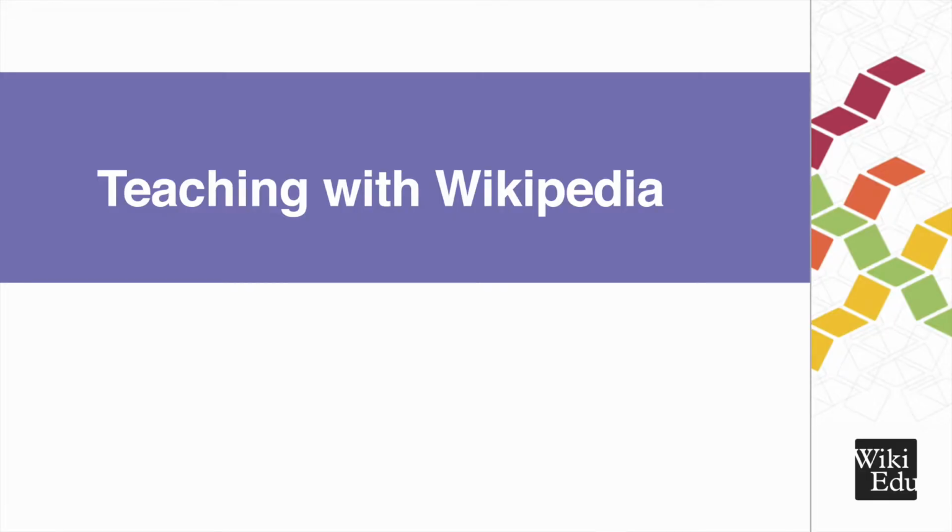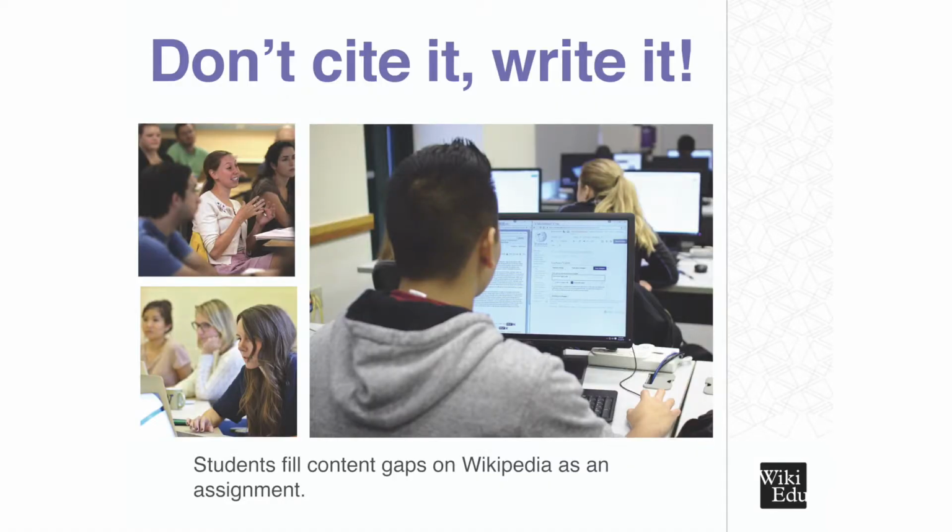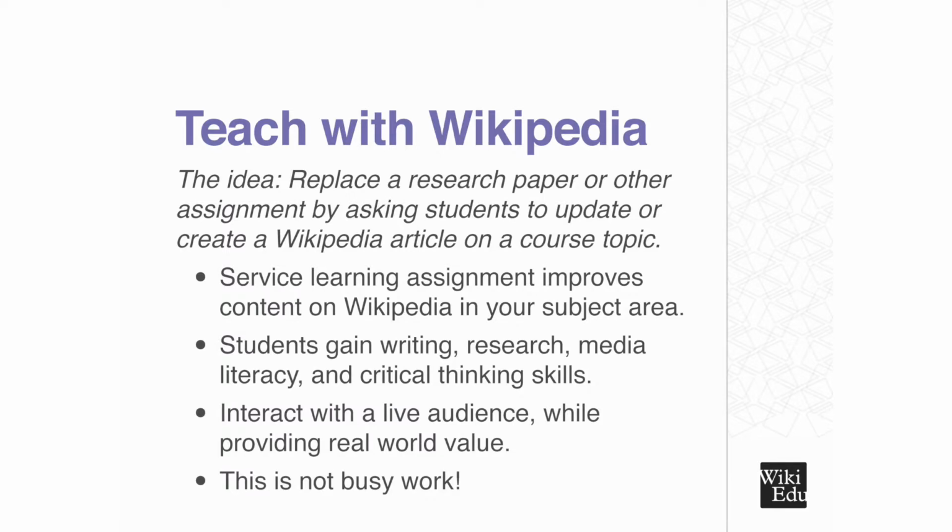Okay, so that's some background on Wikipedia, but this brings me to what I'm talking about today, teaching with Wikipedia. Our little logo is "don't cite it, write it." We want your students to help fill those content gaps on Wikipedia in a classroom project. The idea is really simple. You replace a research paper or some kind of assignment in your course with a Wikipedia project. Students are very much doing a service learning assignment. They're bringing paywalled academic research forward for people outside of the academic world to access.